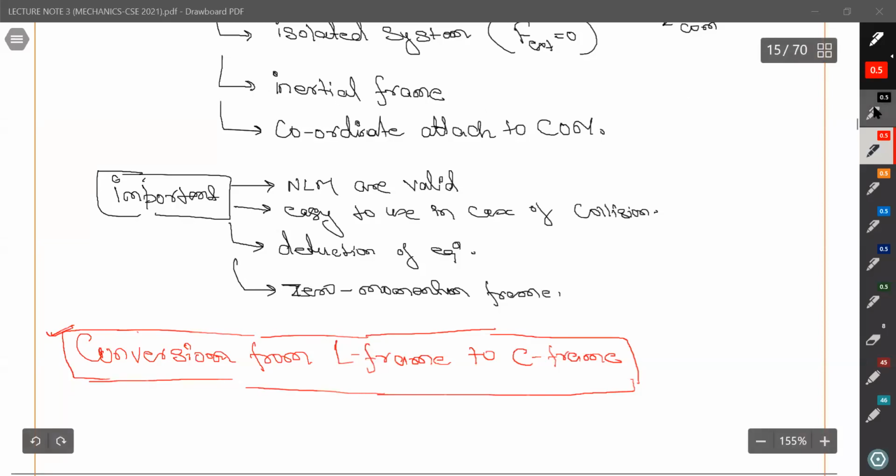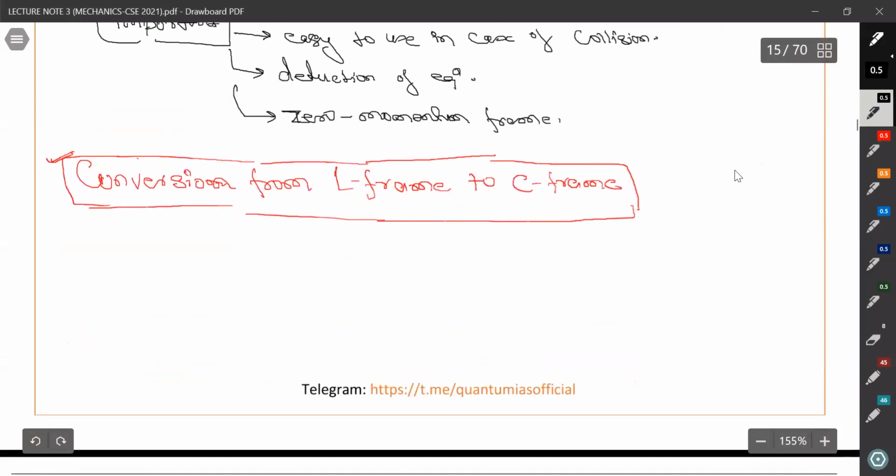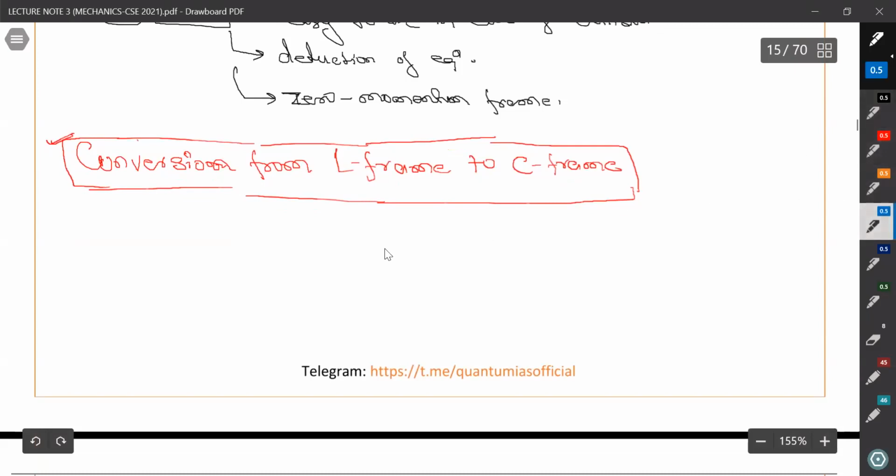Now suppose, let us write in both frames. For L frame, we know that, let us consider M1, M2 and M3. Okay, just let us consider this.